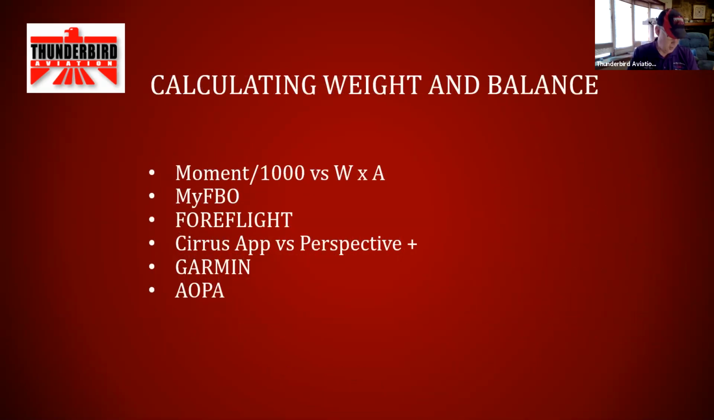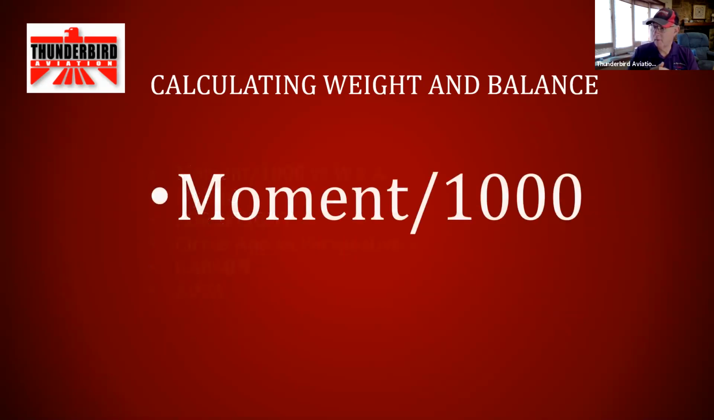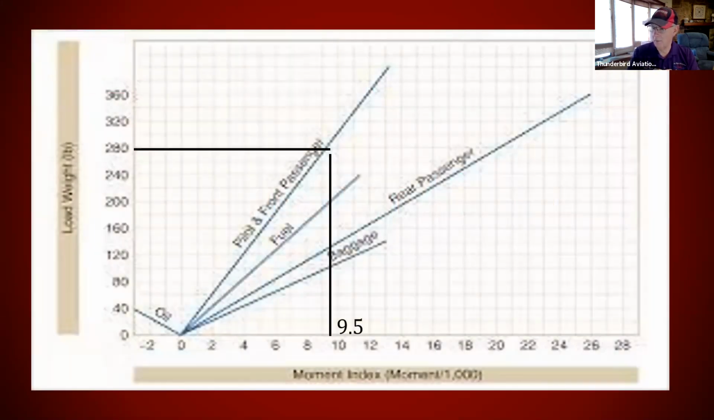So, how to calculate the weight and balance? There's various methods that we can use, and we'll go through each one of them in order here, just to give you a general idea of how to make all this stuff work. The one that Cessna was using in its early POHs was what I call the moment divided by 1,000 method. This was back in the days before calculators, so they tried to figure out a way to make the numbers as small as they possibly could when you were doing your weight and balance calculation.